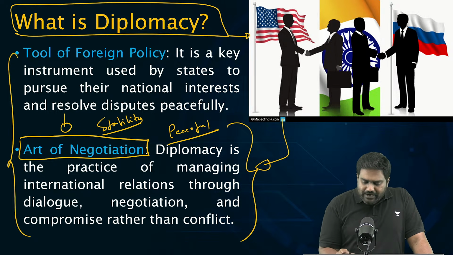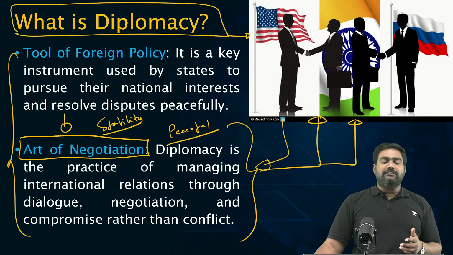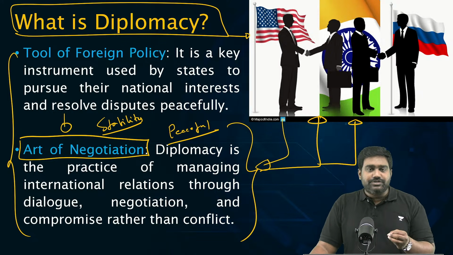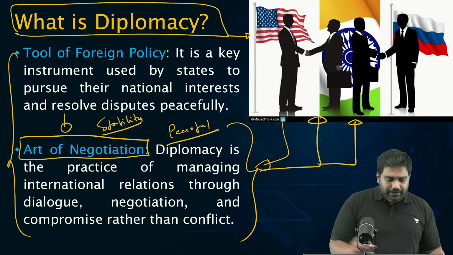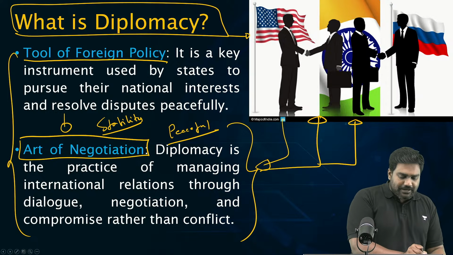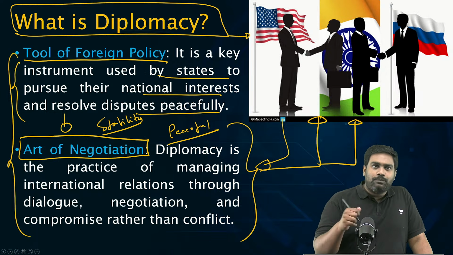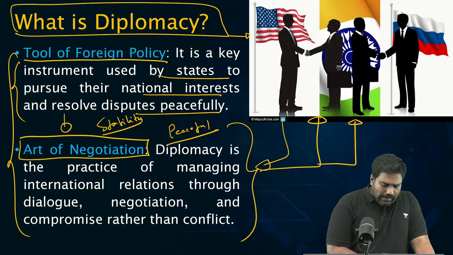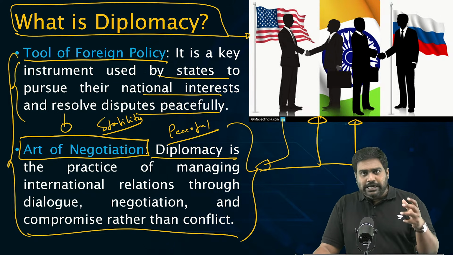So, the art of negotiating with foreign governments, with the leaders of foreign governments, with the officials of foreign governments, that art in practice is what we refer to as diplomacy. Are you getting my point? It is a tool of foreign policy to pursue the interests of our nation, ensure peaceful global relations, and it requires the art of negotiating with others, talking to others, building a dialogue with them, maintaining a friendship.